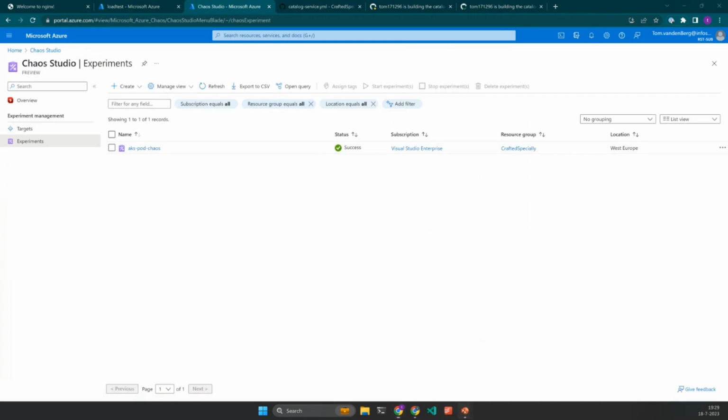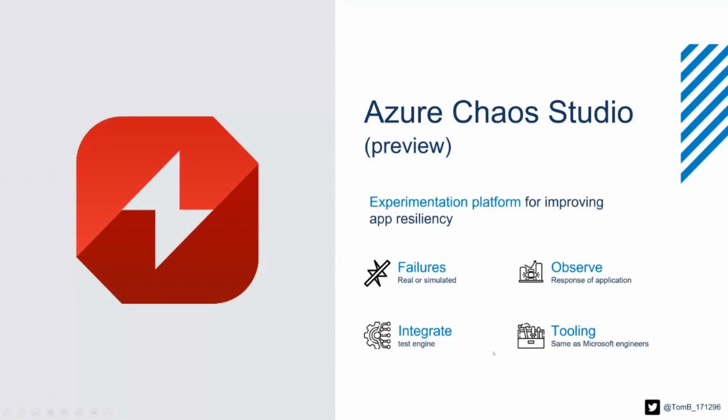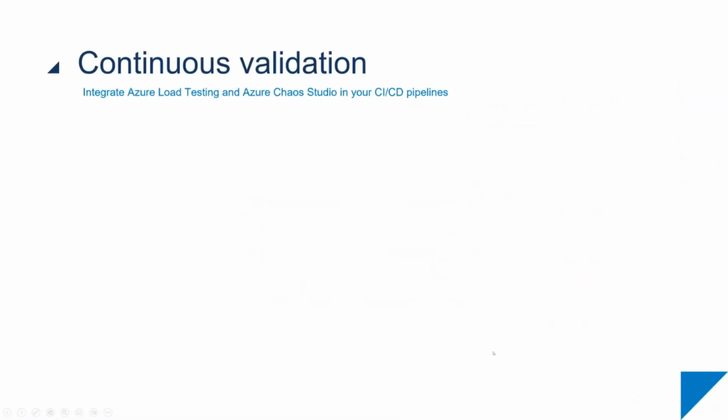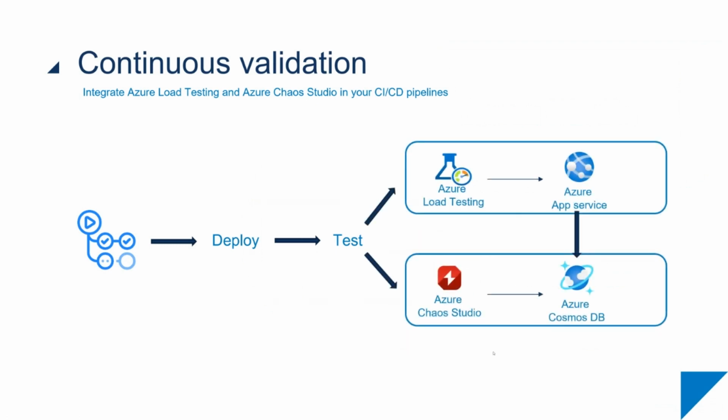When we go back to the slides, after the demo we just did, we talk about continuous validation, because we have only talked about chaos engineering and what it is so far. With continuous validation, you combine Azure Load Testing and Chaos Studio inside of your CI/CD pipeline to make it a fully integrated step in your pipeline.